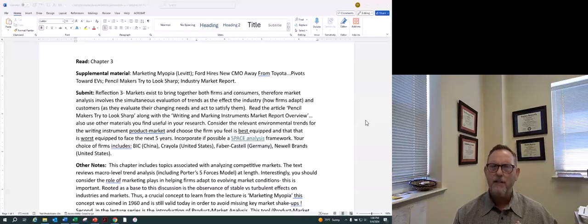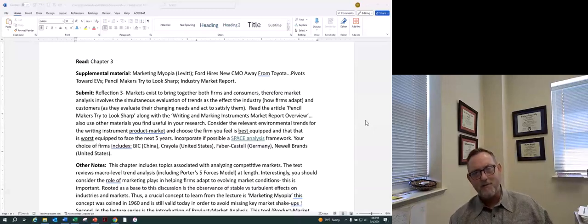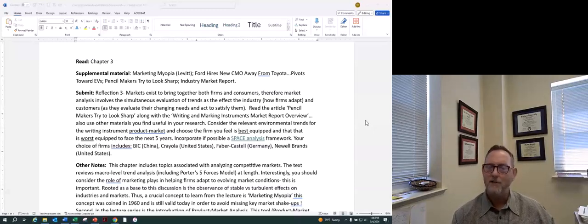The reflection this week deals with another market. It's the writing instrument market. So there's a piece from a number of years ago, Pencil Makers Try to Look Sharp. There's also a corresponding industry report. And so the reflection asks you to consider the different markets around the world and the evolving nature of writing instruments, pencils and pens and markers, those types of things.